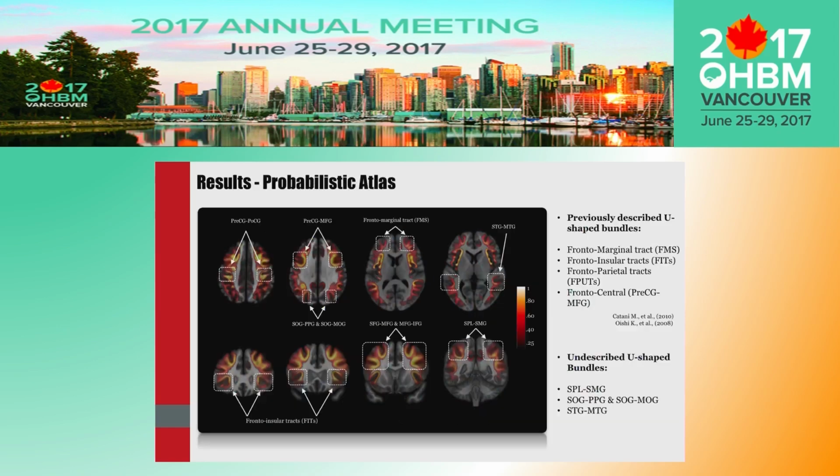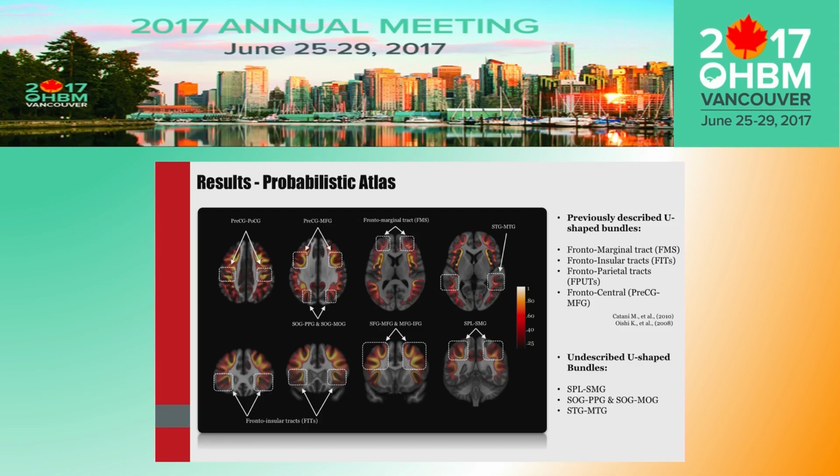The next result is our probabilistic atlas, in which we could observe tracts that had been previously described in the literature, such as the frontal marginal tract that you can see in the frontal pole. This tract is underneath the marginal sulcus. We could also see the frontal insular tracts that connect the insular cortex with the frontal cortex.